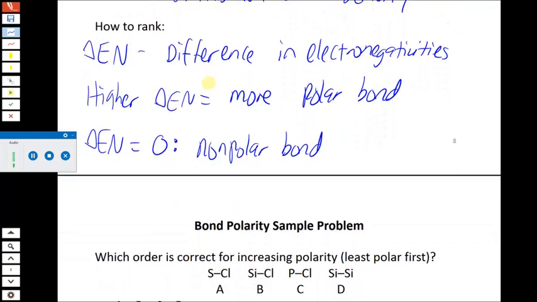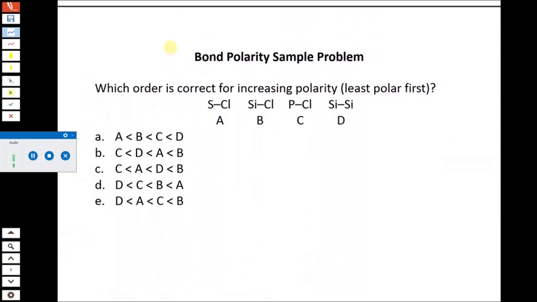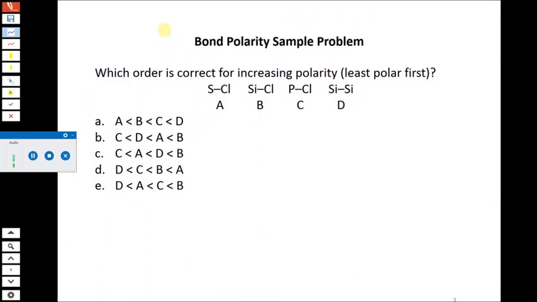So if we do a quick example problem on this, we want to order the following in terms of increasing polarity. So least polar first to most polar. When we're doing a problem like this that requires us to rank bonds in terms of their polarity, I think the first thing you should always do is look for a bond that involves two of the same atom bonded to itself, because that's going to be nonpolar, and that by definition is going to be the least polar of all of your choices.